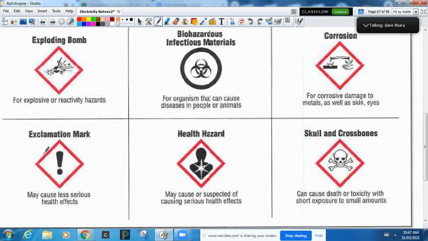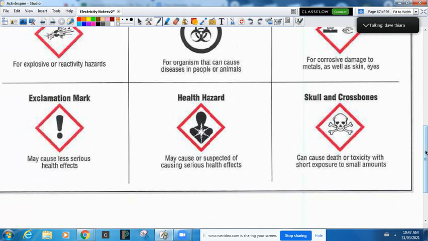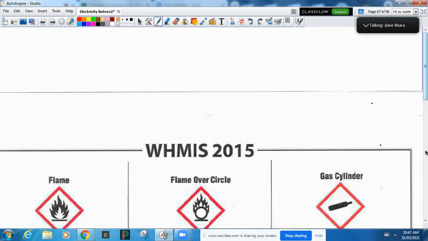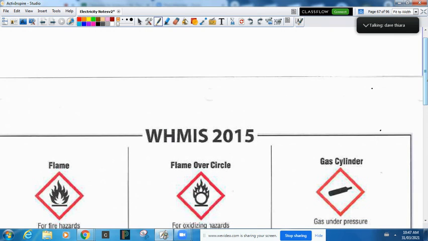Exclamation mark is new. This may cause less serious health effects. And then here's the one that may cause or is suspected of causing serious health effects. I call it the exploding chest one. It's called health hazard. And then skull and crossbones, that can cause death or toxicity with short exposure to small amounts. That's very, very dangerous to your health. Okay, and so that is there. And that is the end of outcome number 3.